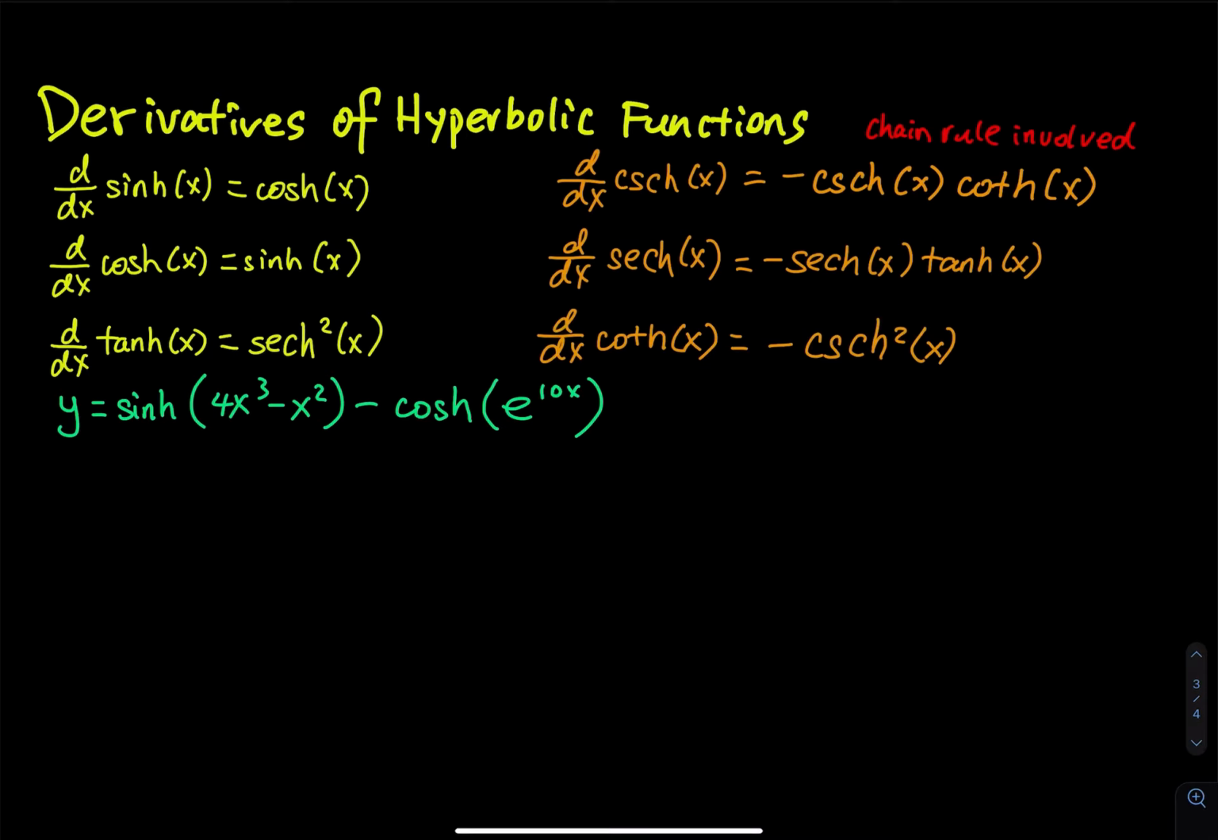Derivatives of hyperbolic functions. We have the derivatives of the 6 hyperbolic functions: sine, cosine, tangent, cosecant, secant, and cotangent. The derivative of hyperbolic sine is equal to hyperbolic cosine. The derivative of hyperbolic cosine is equal to hyperbolic sine.